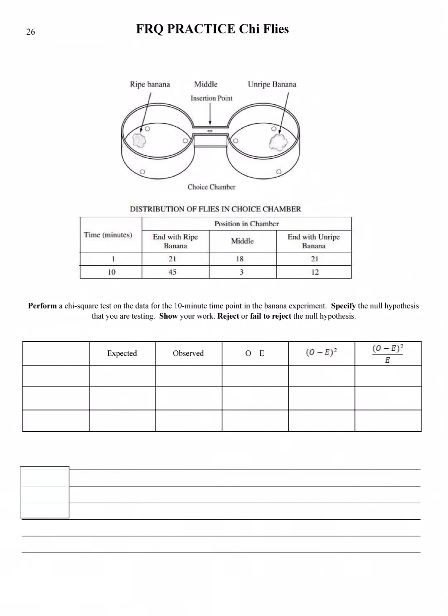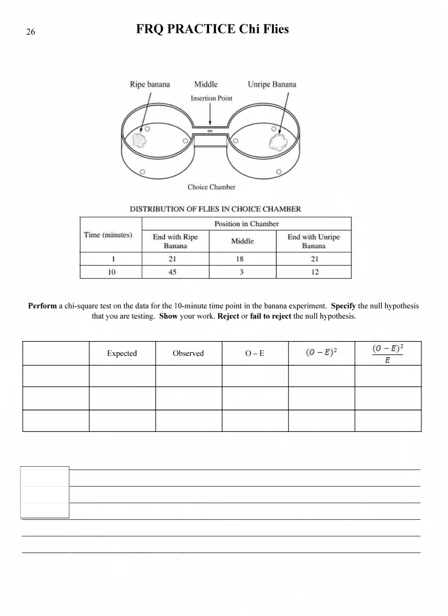And so what you're going to do is you're going to perform a chi-square test on the data for the 10-minute period in the banana experiment. Specify the null hypothesis that you are testing. Show your work. Reject or fail to reject the null hypothesis. So you can see that this FRQ has multiple words bolded, so multiple tasks that you are going to complete.